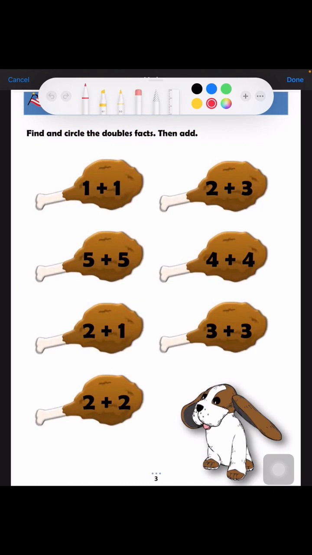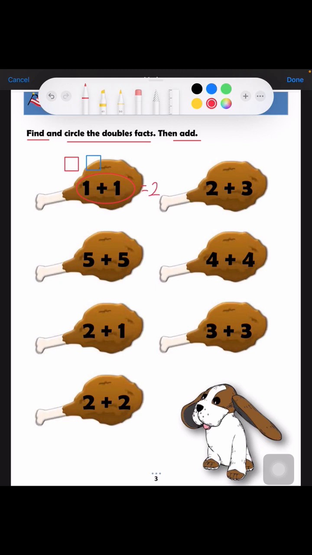And then we move on to page 3. Find and circle the double fact. Then add. Okay, so let's take a look at the first question. It is 1 plus 1. That is 1 block plus 1 block. Because the two addends are the same, it is a double fact. Let's circle it. And 1 plus 1 equals 2.